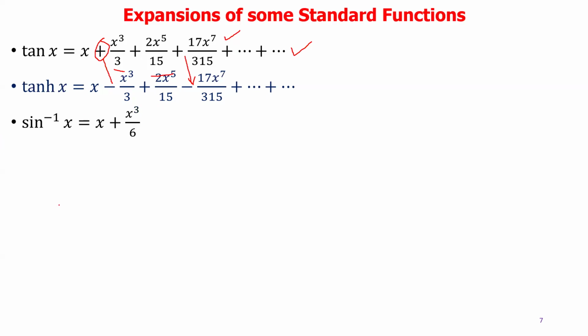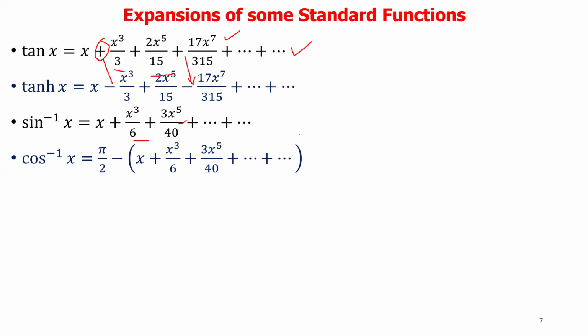Next, what is the expansion of sine inverse of x? It is nothing but x plus x cube upon 6 plus 3 upon 40 x to the power 5 and so on. Similarly, if you want to find the expansion of cosine inverse of x, we have to just subtract from pi by 2: pi by 2 minus x plus x cube upon 6 plus 3x to the power 5 upon 40. These are the expansions of tan hyperbolic x, tan x, sine inverse of x, and cos inverse of x.